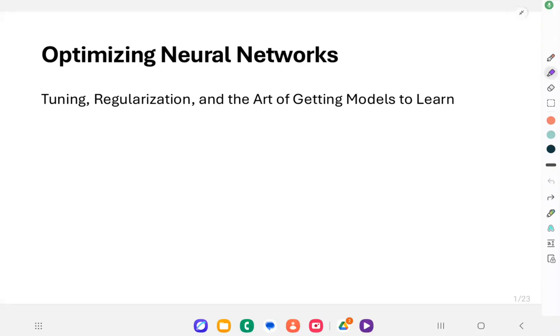Another lecture. This week is all about knowing how to train a neural network well. We've already learned how to build neural networks, but now we focus on how to make them actually learn effectively through proper tuning and optimization. Think of it as learning to tune an instrument. The model's architecture might be the instrument itself, but unless it's tuned properly, it won't sound right, or in our case, it won't generalize and perform well.